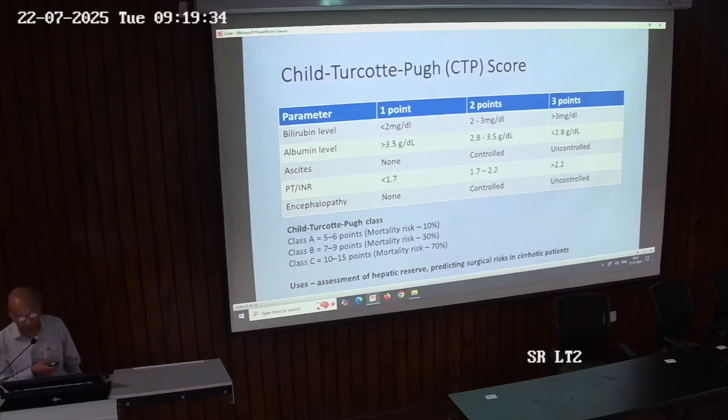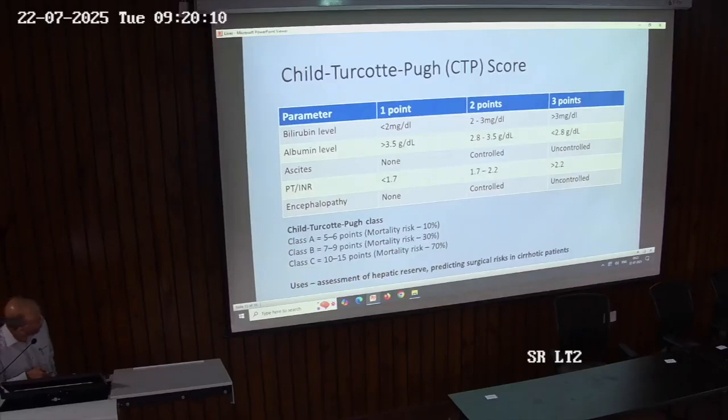So this is based on 5 parameters: bilirubin, albumin, ascites, PT-INR and encephalopathy. I remember it as IPABA. You are free to devise your own mnemonic for it. But these are the 5 parameters which are considered when one calculates the CTP score. So, the maximum points are 15 and the minimum are 5.